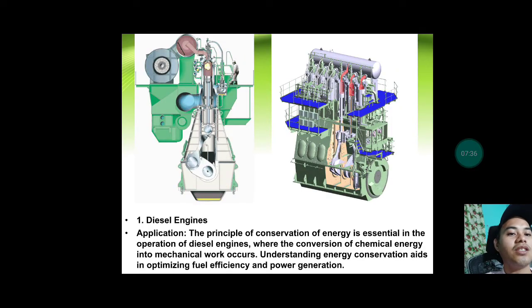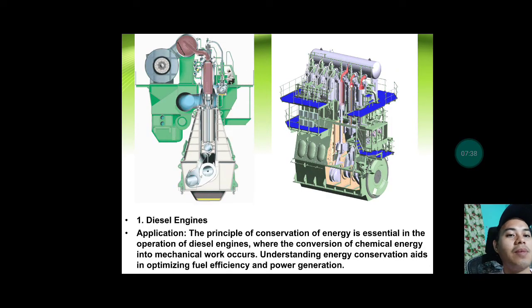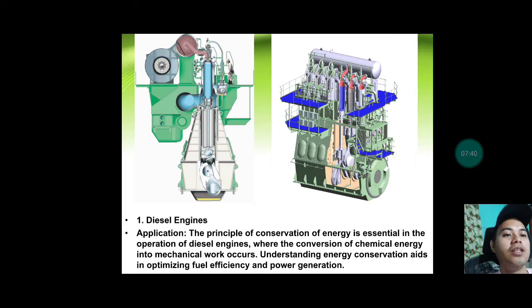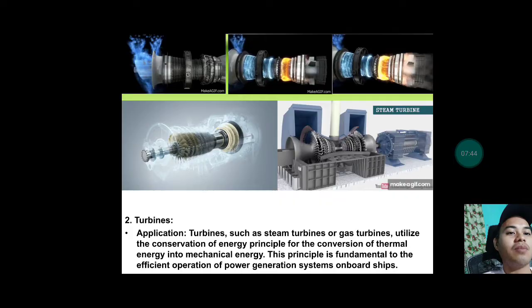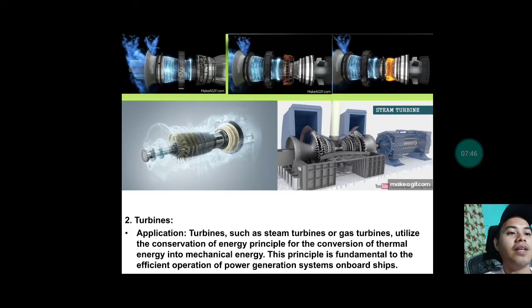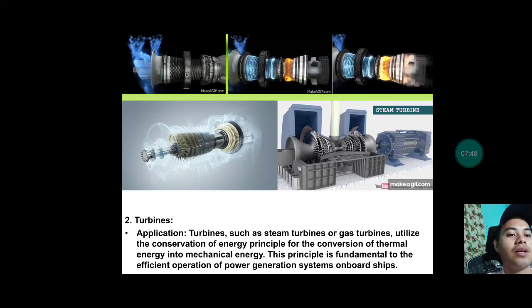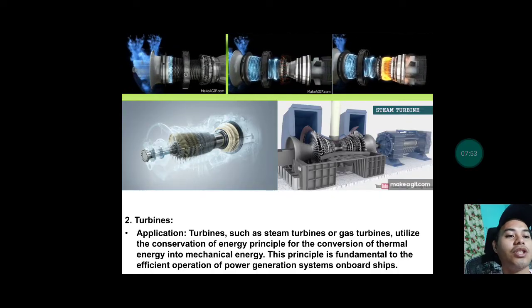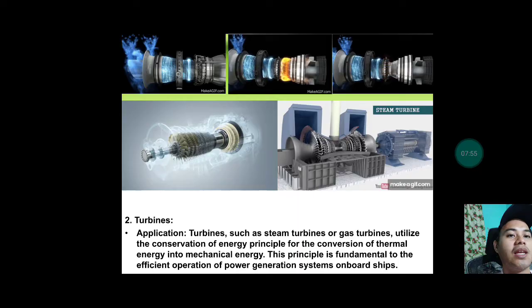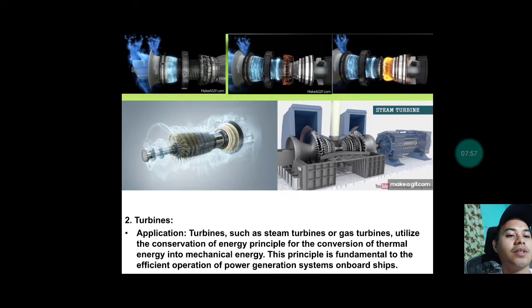First, we have diesel engines converting heat and chemical energy into mechanical energy. We have turbines. At the top, we have a gas turbine, and at the bottom, we have a steam turbine. They utilize the conservation of energy principle for the conversion of thermal energy into mechanical energy.